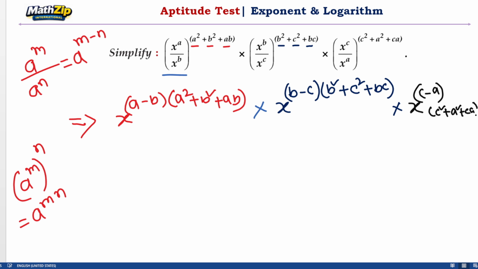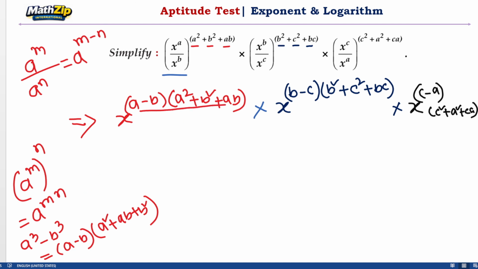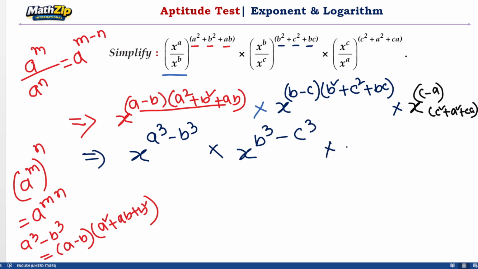We know a theory, a cube minus b cube, which is (a − b) times (a² + ab + b²). So here is just that thing. Again this one, we can write x to the power (a³ − b³) times, same thing here, x to the power (b³ − c³) times, here also x to the power (c³ − a³).